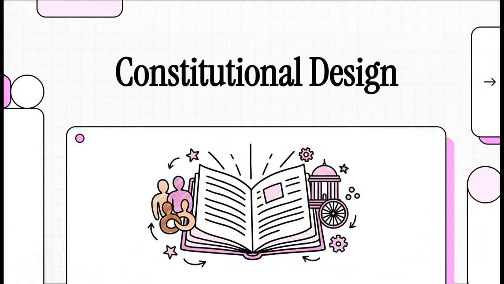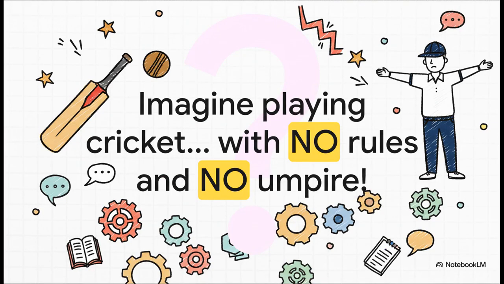Let's get started. Okay, just imagine this for a second. You're playing a super exciting cricket match with all your friends. The energy is high, but there are no rules. No one knows what a wide is, what a no ball is, and worse, there's no umpire to say who is out. What do you think will happen? Total chaos, right? The game will just become one big argument and it'll stop.